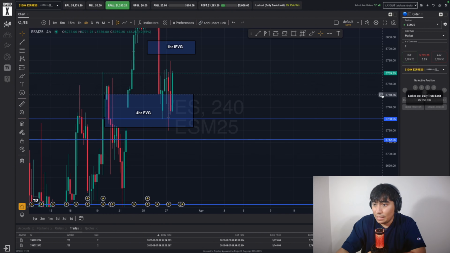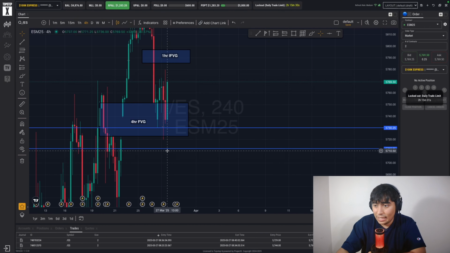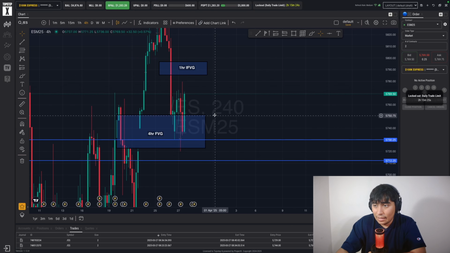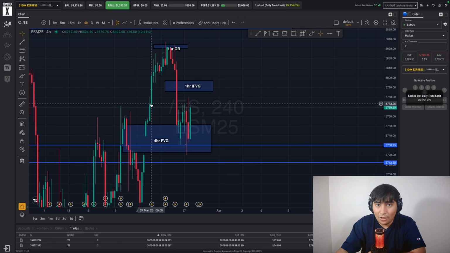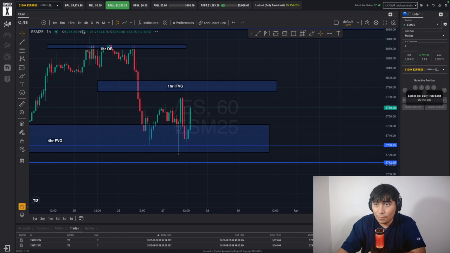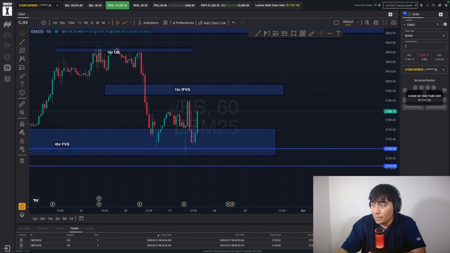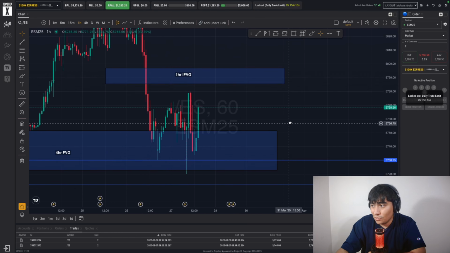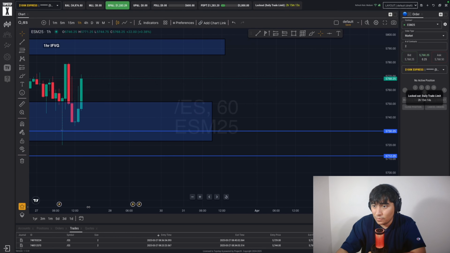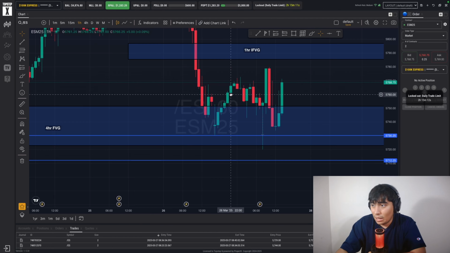My second TP would have been right here. This would have been my second liquidity area, and I based myself off that, and then from there I moved on to the 1-hour time frame. Tried to find an entry. To be honest with you, it was a bit hard to find an entry on the 1-hour time frame.